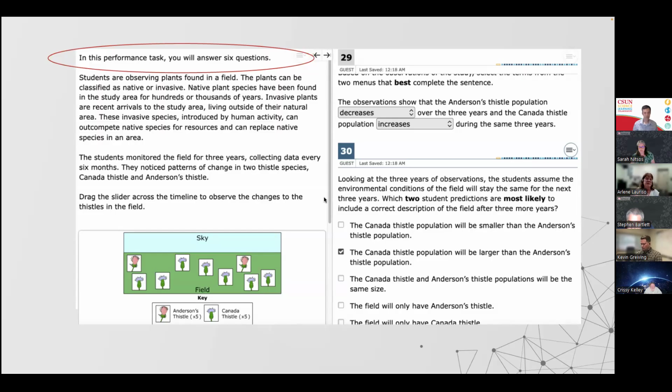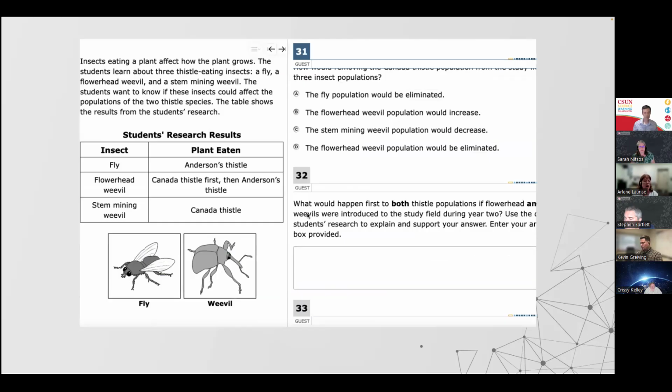And then in this example, it's just a multiple choice question. You'll notice in the next slide that it's going to add on. The first part was talking about the thistles, and now we have some organisms that are eating the thistles, and then some information. Students don't need to know anything about a weevil or anything like that because the information is given within the actual question.